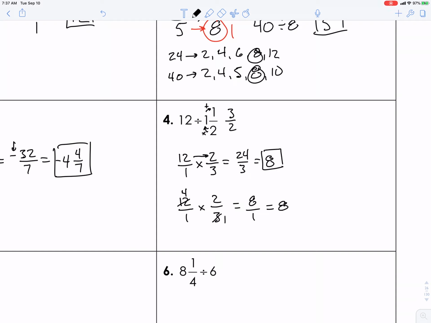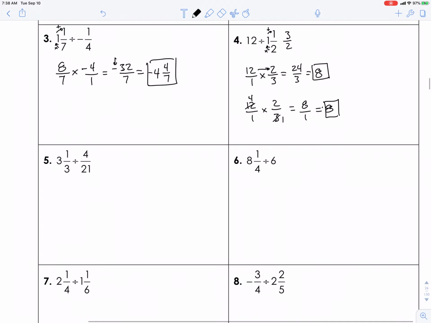I get the same answer whether I reduce before I multiply or after I multiply. So you can do it either way. I don't care which way you do it. If it's simpler just to reduce after you've done all your math, that's fine. If you get the hang of cross reducing and everything else, do it that way too. Okay?